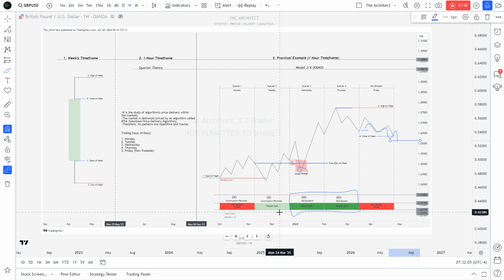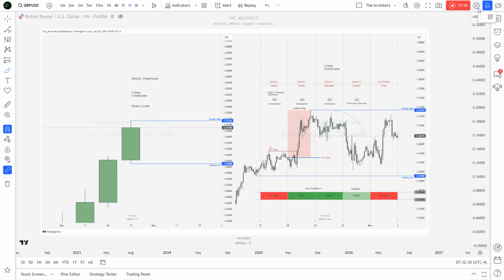This one occurs the most. This is Model 3. I also refer to it as Model X. I don't know, it just seemed cool to call it that. So this is the XXMD. Now let's go into practical examples.